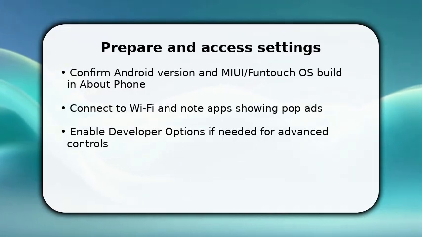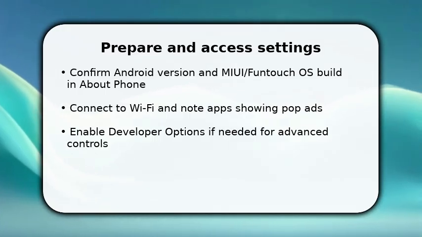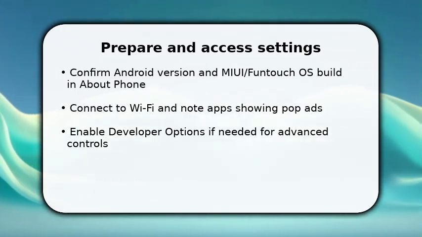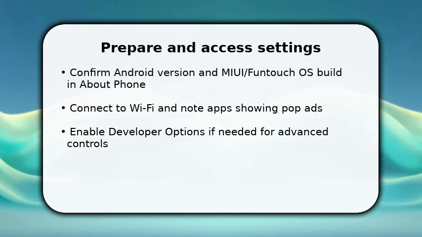If you need deeper controls, enable developer options by tapping the build number 7 times. This lets you restrict background processes later. Make sure to jot down app names now so you can target them directly in the next steps.